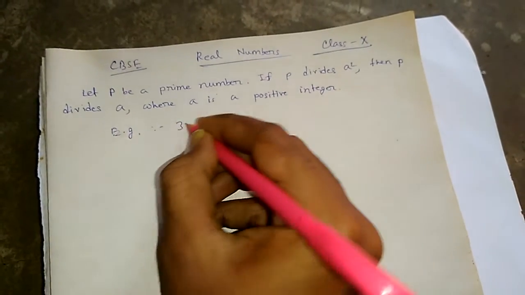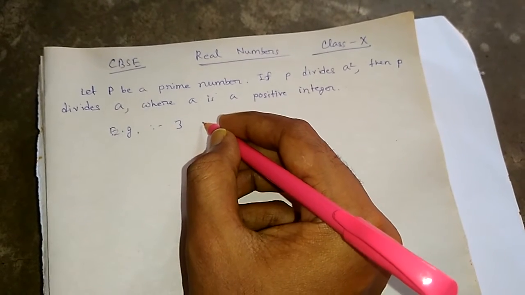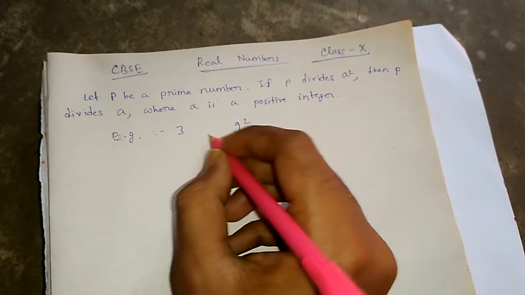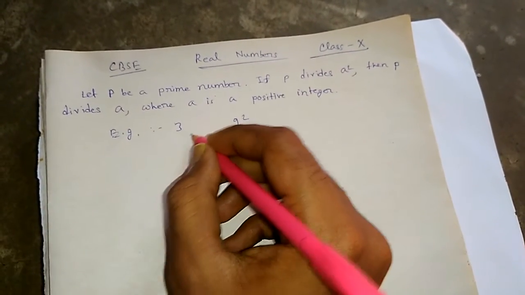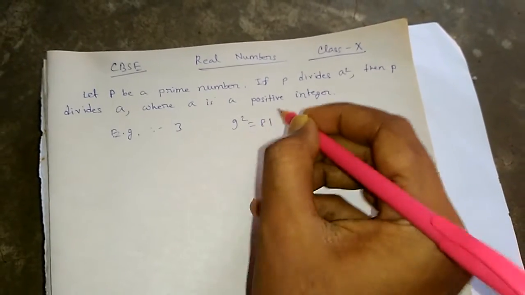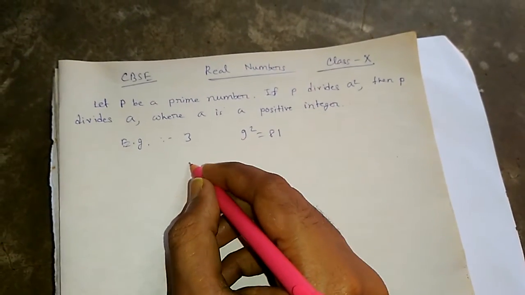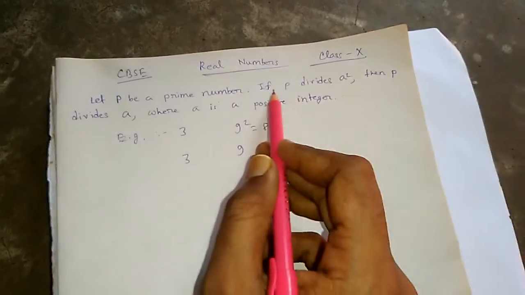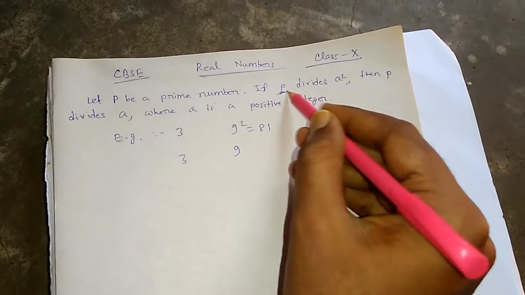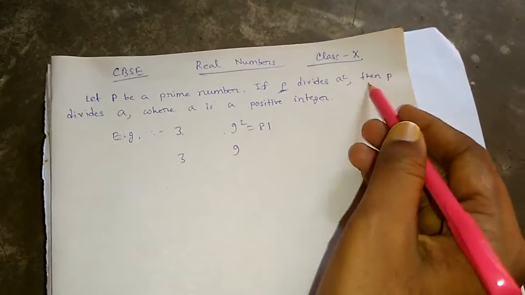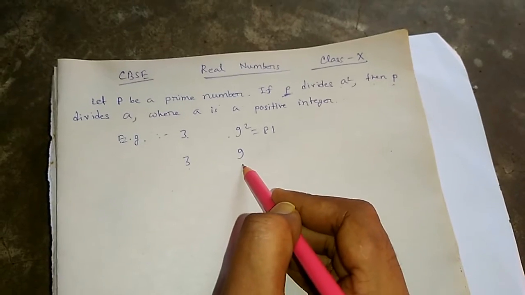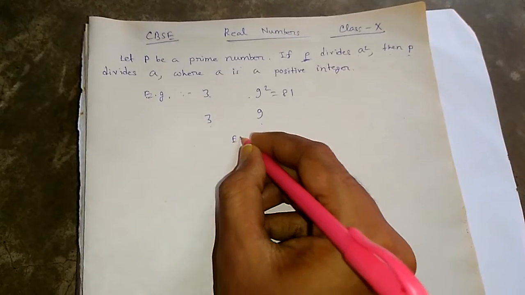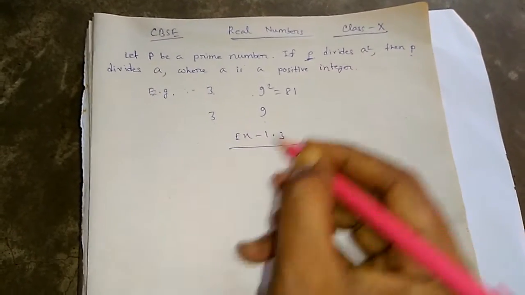You can take 3 as P, as P is a prime number, so 3 is also a prime number, we know that, and A square as suppose 9 square. We know that 9 square is divisible by 3 because 9 square means 81 and 81 is always divisible by 3. Similarly, we can say that 9 is also divisible by 3. If P divides A square, if 3 divides 9 square, then P divides A, that means 3 divides 9 also. So hence the result is true. We will apply this in exercise 1.3. For this reason I have discussed this.